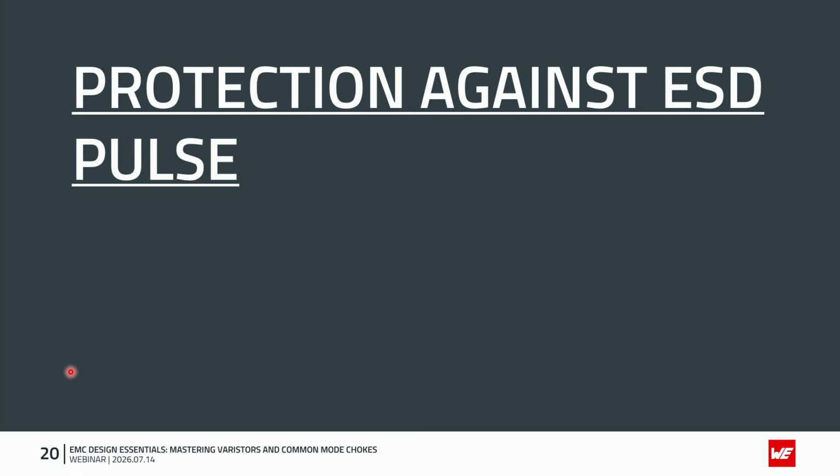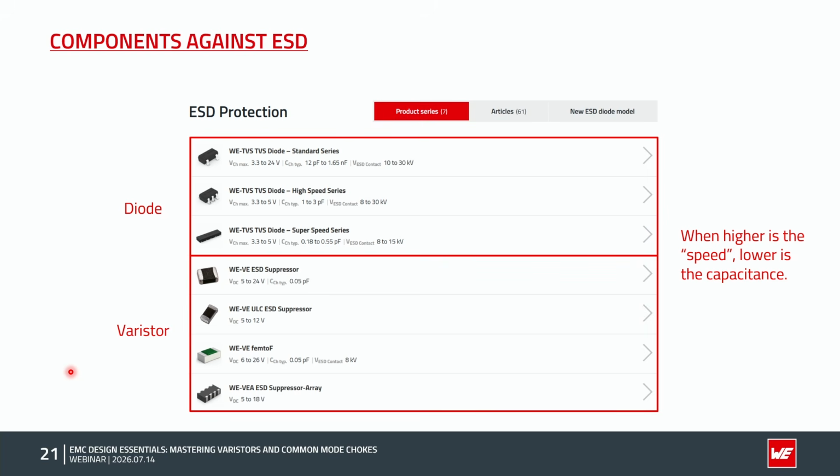Okay, now let's look at protection against an ESD process. In this field, we have mainly two types of components. The first is a TVS diode, and the second is the ESD suppressor, which are varistors. All of them are specially designed for ESD protection. You can see that for the diodes, we have divided them into 3 families, and for the varistors into 4 families. Why are there so many families if they are basically the same type of components?